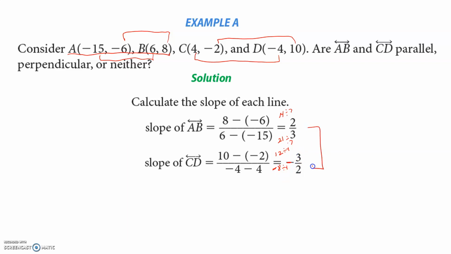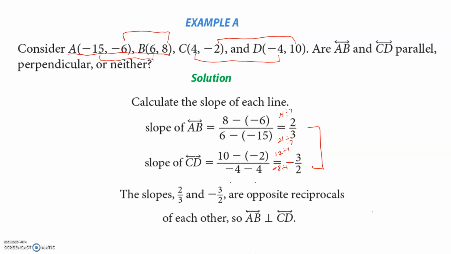So I look at the two slopes, 2/3 and its reciprocal 3/2, positive and negative. So they have opposite reciprocal slopes, so the two lines would be perpendicular to each other.